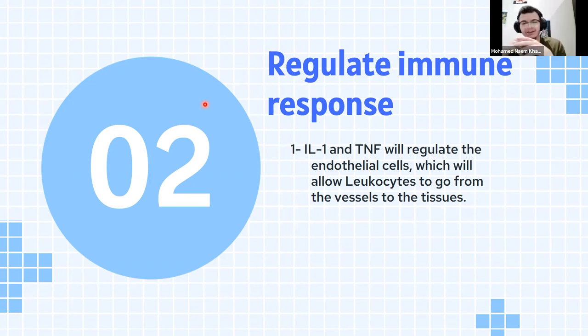So basically, a reaction happens where some of the endothelial cells change. You know how we said that they are held together with tight junctions? There's going to be a small space where immune cells are going to go through. I'm going to explain this in the next slide.